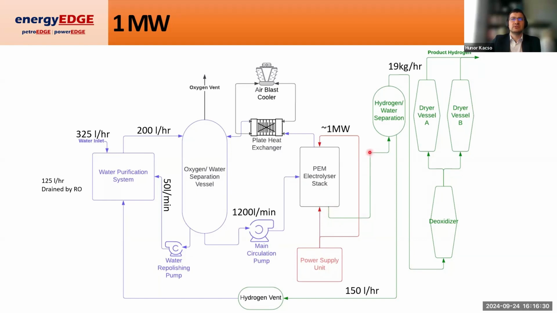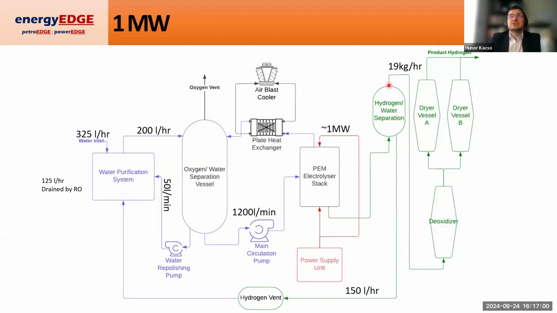And this water flowing over to the cathode side will go into the hydrogen water separation vessel, and the hydrogen will bubble up to the top, and the water will stay on the bottom. We'll come back to this later also. But this water is still relatively good quality water, which we can reuse with relatively little polishing required.